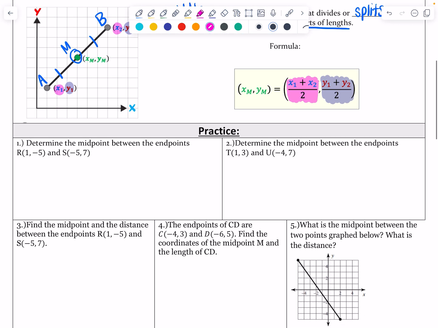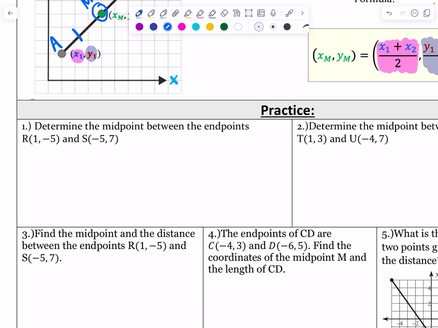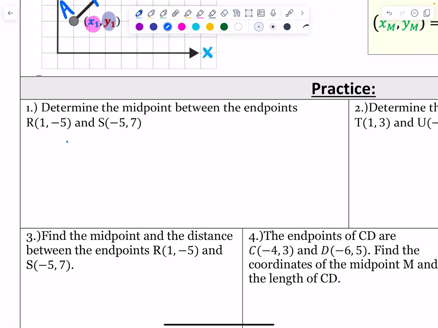And so what we did in class is we stacked them. We kind of jumped around, so just have your sheet of paper out. We're going to jump around a little bit. Here's our practice. We stacked our points just to show what we are doing. If it says determine the midpoint between these endpoints, R is an endpoint and S is an endpoint, and it's at 1, -5, and then at -5, 7.